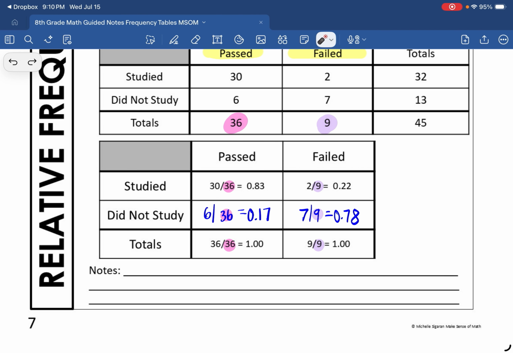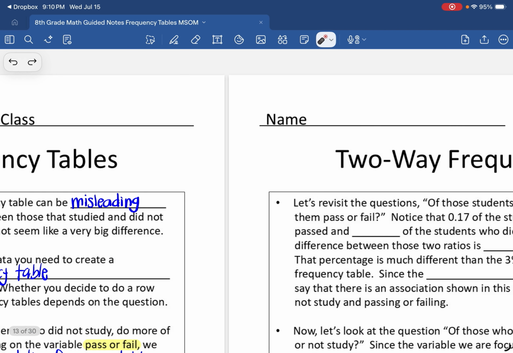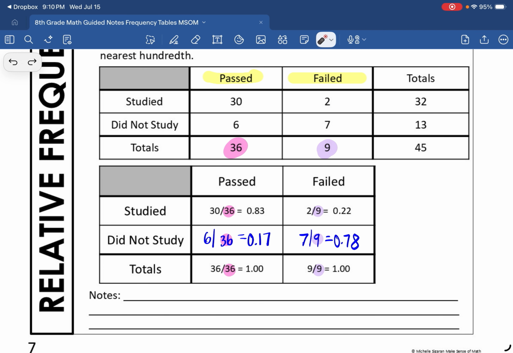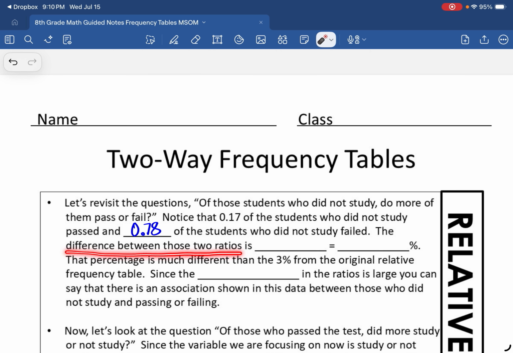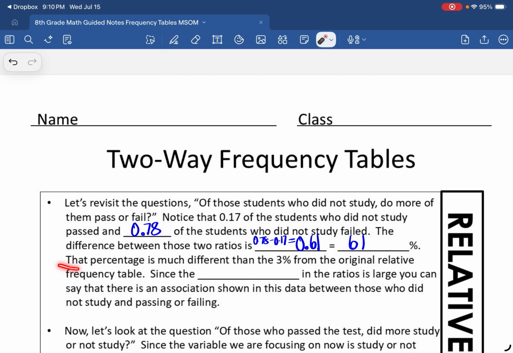0.17 of the students who did not study passed. Okay? And blank of the students who did not study failed. So going back, the people who did not study and failed is going to be 0.78. The difference between those two ratios: we're going to go 0.78 minus 0.17, and that gives me 0.61 or 61%. That percentage is much different than the 3% from the original relative frequency table.